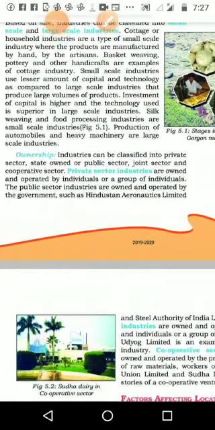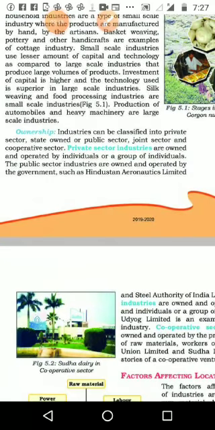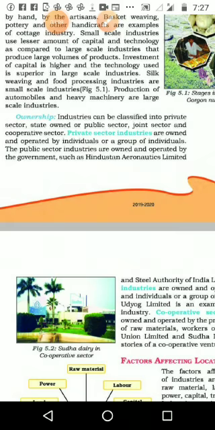Investment of capital is higher and the technology used is superior in large scale industries. Silk weaving and food processing industries are small scale industries. Production of automobiles and heavy machinery are large scale industries. So two examples are given. Not all food processing, but mostly biscuit, toast and things like that, are processing units that are normally small scale industries, and automobile and heavy machinery processing units are large scale industries.